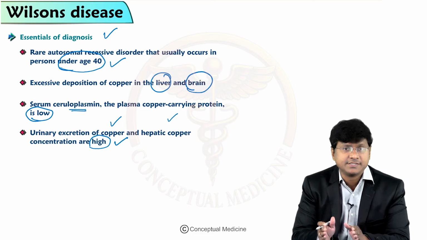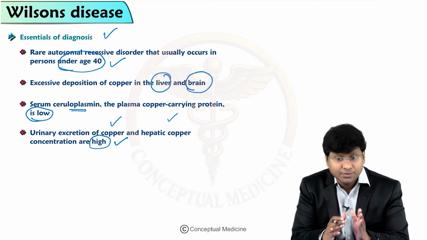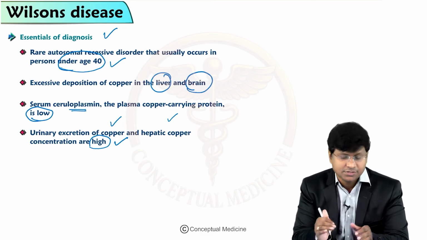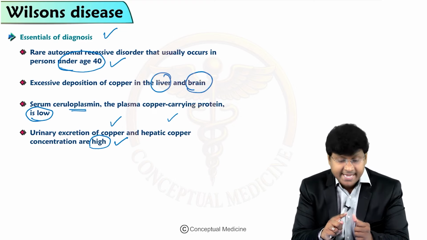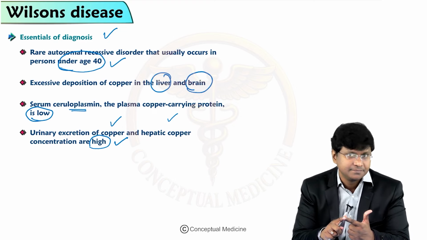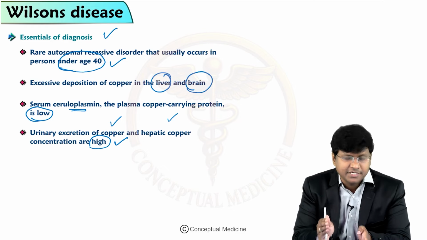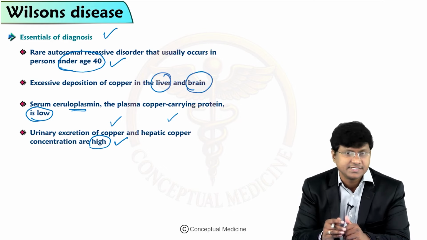So, Wilson's, when can you come to a very close differential diagnosis? Hepatic manifestations and the presence of hemolytic anemia, right? A very important first differential diagnosis should be your Wilson's disease, right?